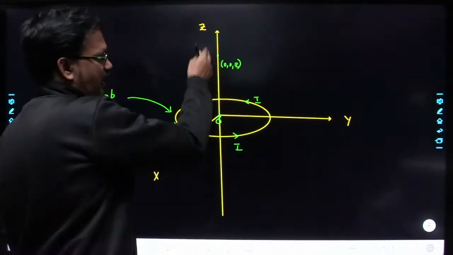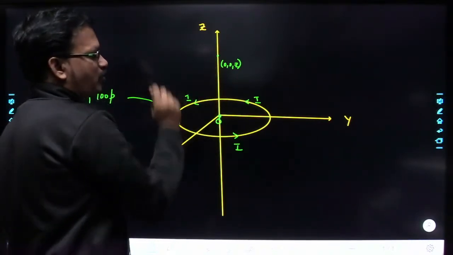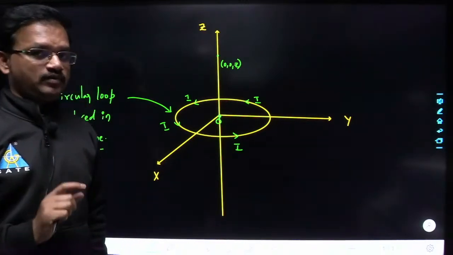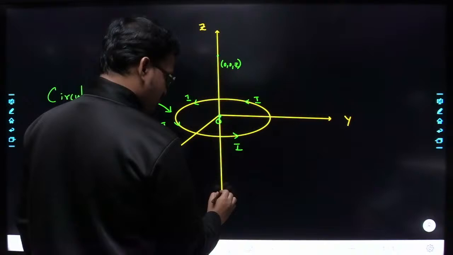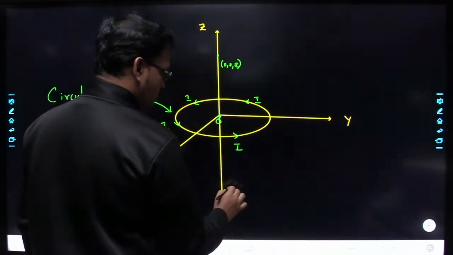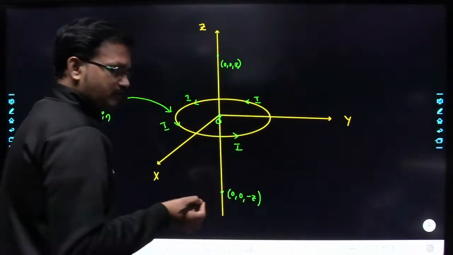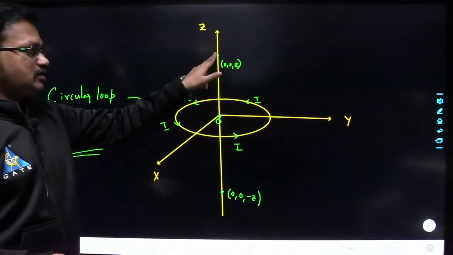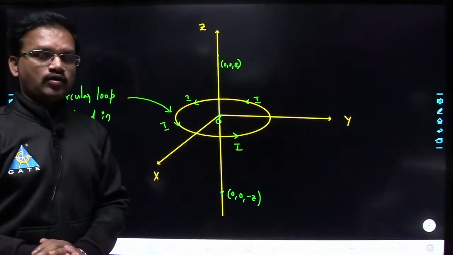That means along the axis of this circular loop, at some point 0, 0, z, we try to determine the B field. Then at the same distance below the circular loop, at 0, 0, minus z, we also determine the B field, and we will see the difference between the B field at this point and at this point. All these things we are going to analyze here.